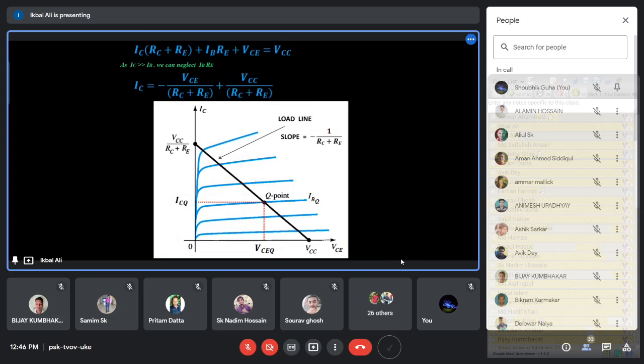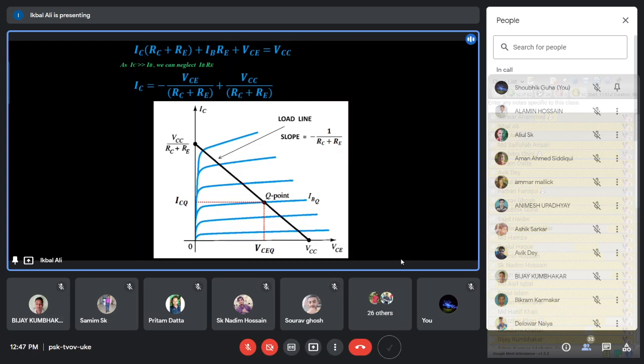If this is so, then in the first equation you can omit this IB into RE. You see that after the bracket, a plus IB into RE term is there. If the base current is very small compared to the collector current, then you can neglect this term IB into RE, and rearrange the equation.